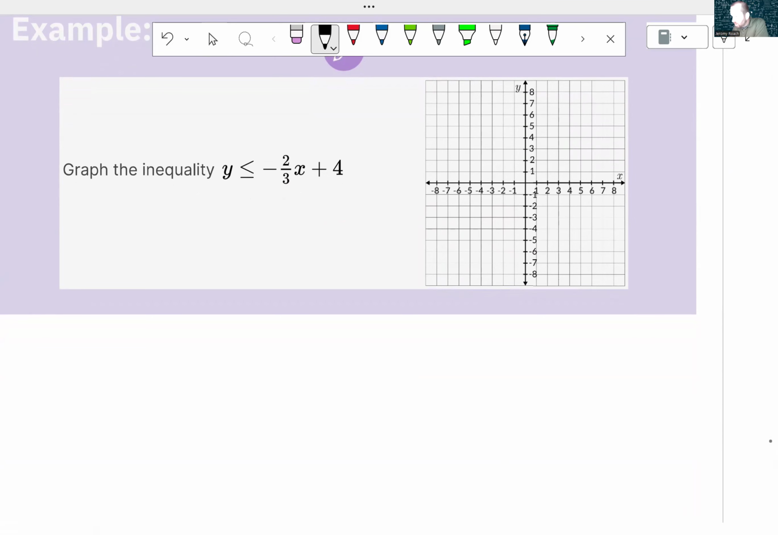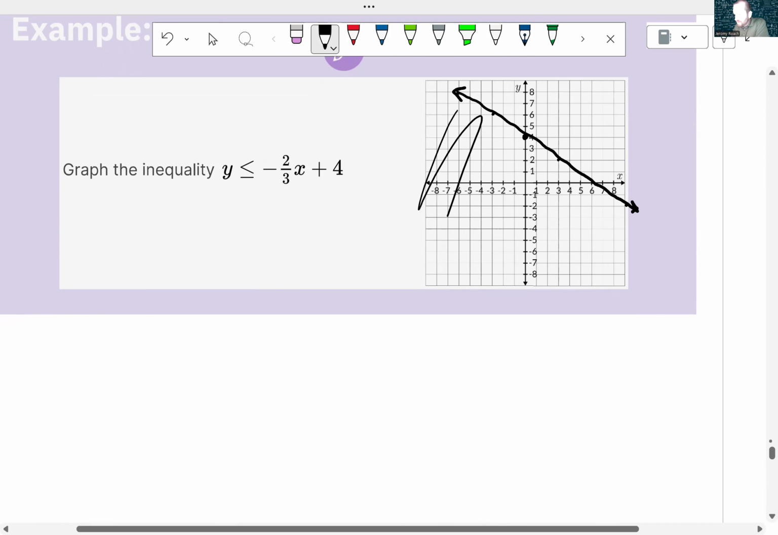So we'd start at 4. I think maybe we did this problem earlier. It gave us this in a different form, and then we solved this for what y was. So then we went down 2 over 3, down 2 over 3, down 2 over 3. Same thing as up 2, back 3, up 2, back 3. So that's the line portion of it. We know it's a solid line. And y is less than, that just means it's down here.